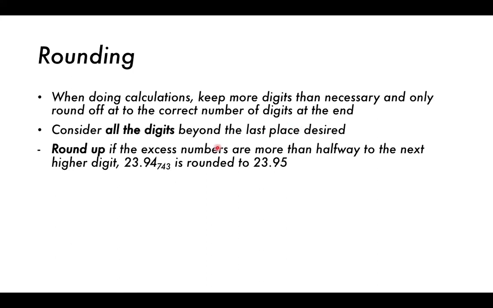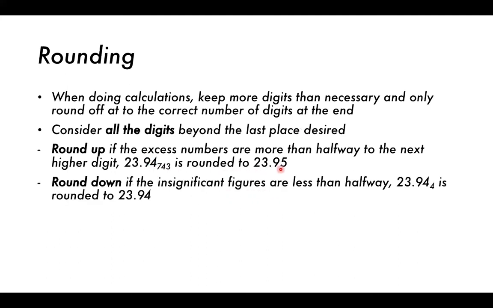So for example, in this one where you have 23.94743, this would be rounded up to 23.95 because the number here is beyond halfway to the next number. So the next number for this number would be 5, and so that's why we get 23.95. We would round down if the insignificant figures are less than halfway. So for example, 23.944 is rounded down to 23.94 since 4 is less than halfway to the next number.